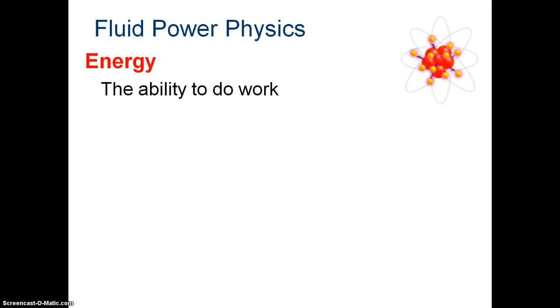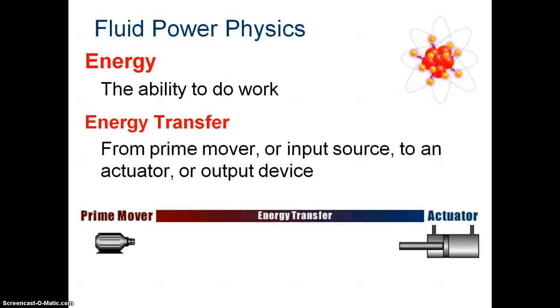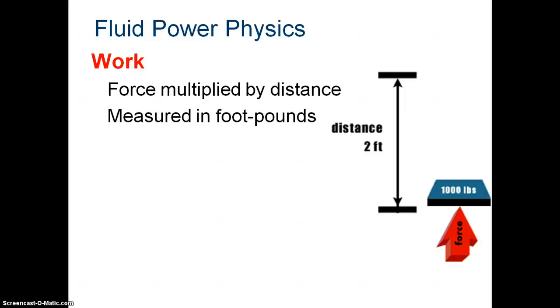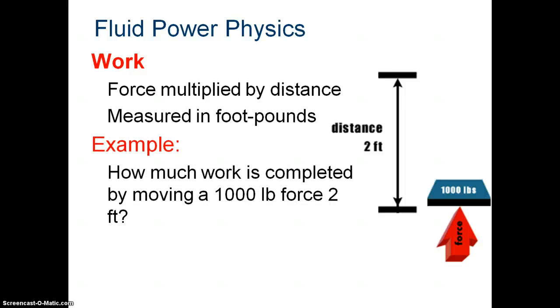Let's talk about the physics a little bit of fluid power. Energy, as you know, is the ability to do work. Energy transfer goes from the prime mover, or the input source, to an actuator or an output device. Work, as you know, is force multiplied by distance, and in this case it's going to be measured in foot-pounds. So how much work is completed by moving this 1,000 pound force 2 feet? You multiply it, force times distance, so it's 2,000 foot-pounds of work.